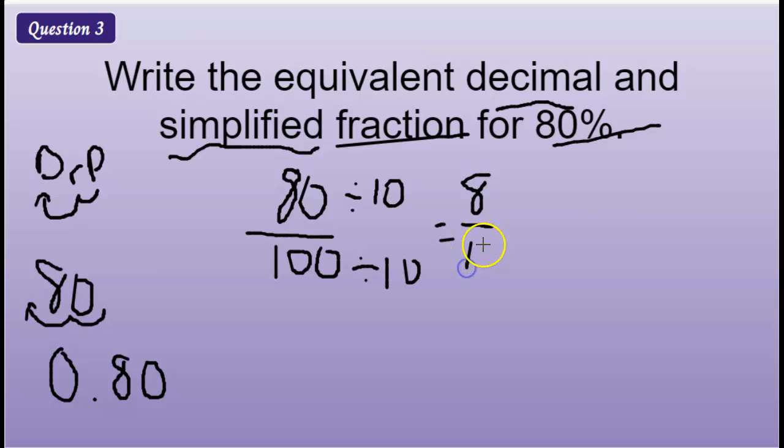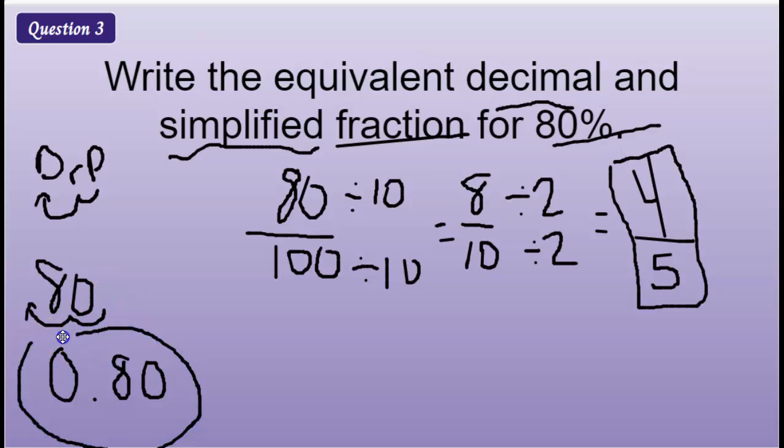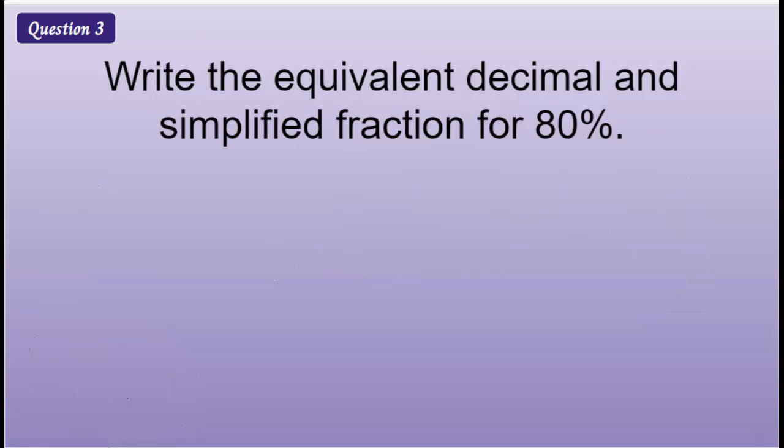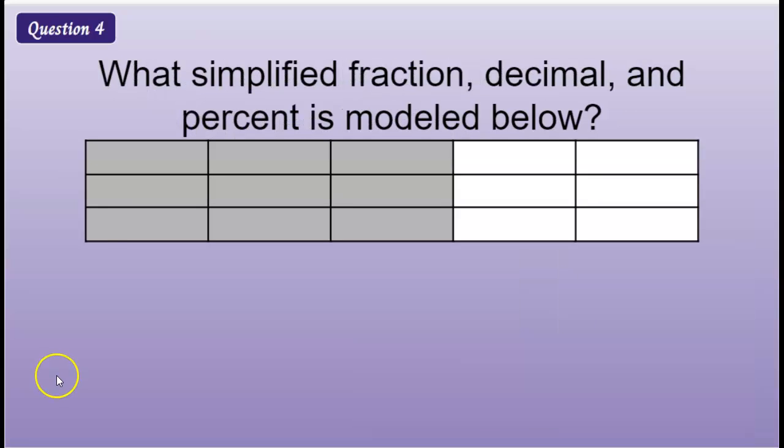But I'm not done yet because those are both even numbers, which means they can divide by 2. Divide by 2. Which would end up getting me 4/5. 4/5 would be the simplified fraction. And then this would be my decimal here. And then once again, it gives you all of the stuff on there.